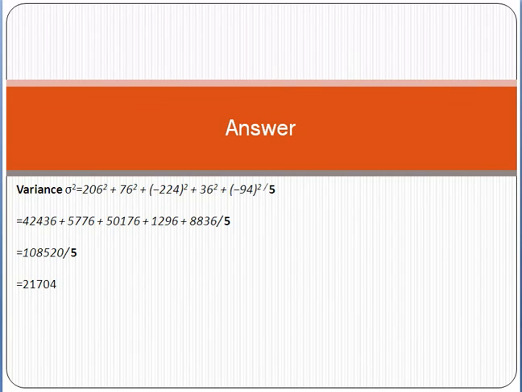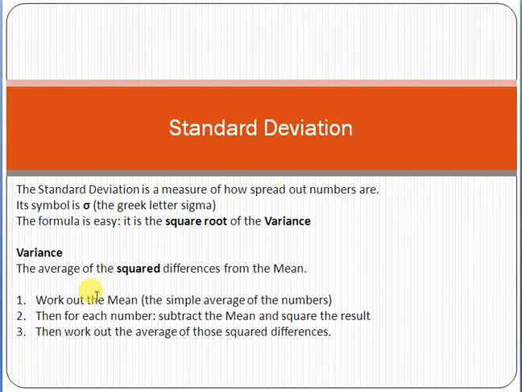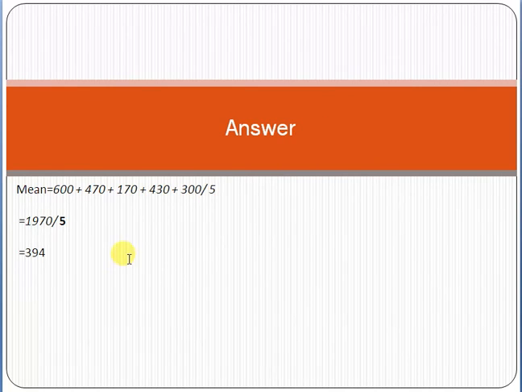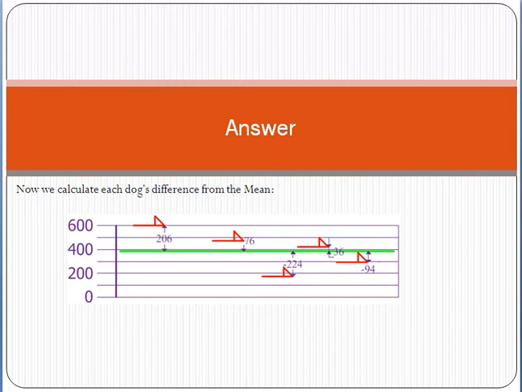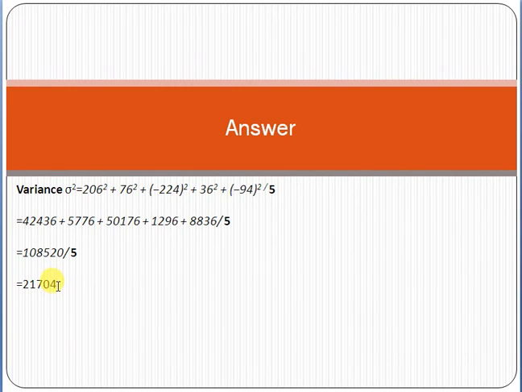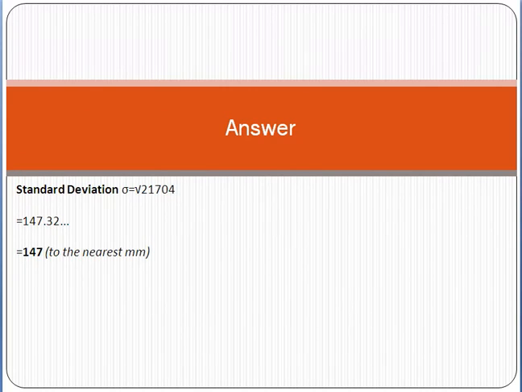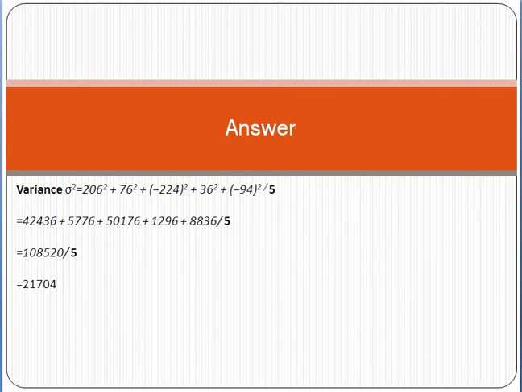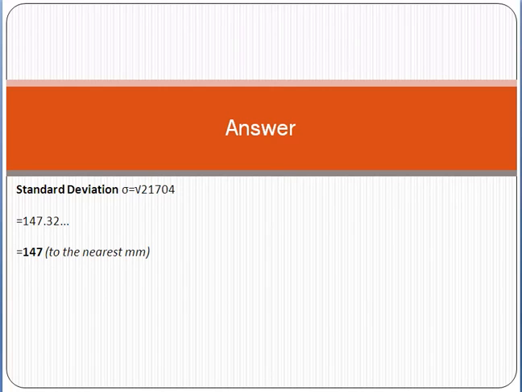Then we square these values to get the variance. What was the formula of variance, friend? You square the differences, and you get the variance. In this manner we have calculated the variance, 21704. Then we simply take the square root of the variance, 21704, and it becomes 147.32.